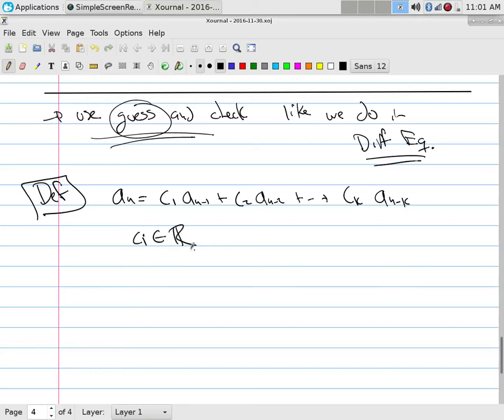Question. If it looks like this, a sub n is some constant times a sub n minus 1 plus some constant times a sub n minus 2 plus some constant times a sub n minus k, where all these constants, the c_i, are all just real numbers, and the last one that you see, c_k, is not a zero. The rest of these can be zero. Really what it's saying is, the oldest one that you have cannot be zero.